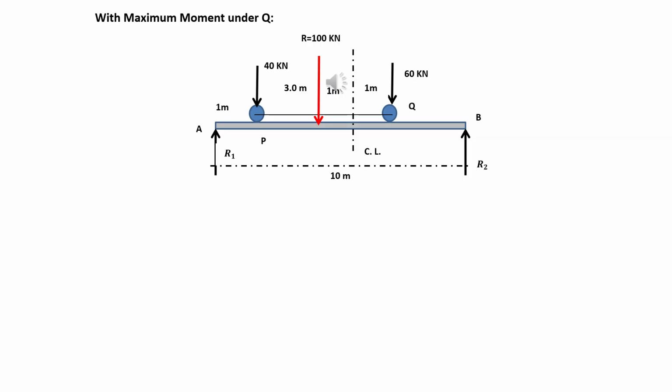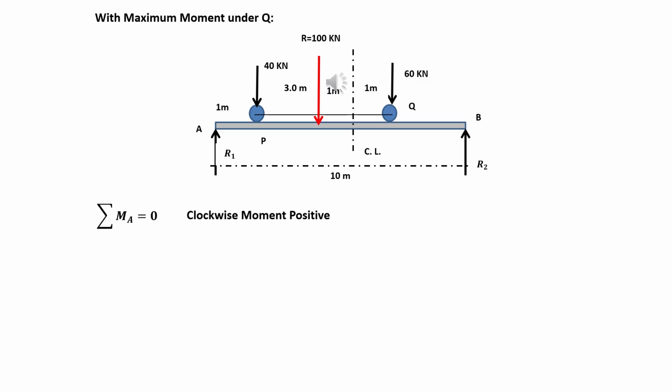Considering the moment under point Q, let us see if it is the maximum or the previous one. Considering this given figure as shown in our slide, let us try solving the problem. Let us take the moment at point A, or summation moment at A is equal to 0, clockwise moment positive.